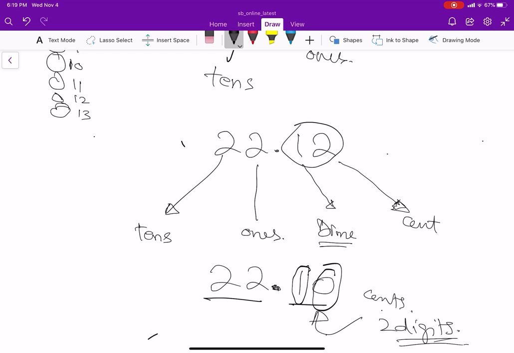So when you say 22.5, how many cents do we have? $22 and 0.5 is how many cents? Half a dollar. Half a dollar is 50 cents. So what we're going to do is always use 2 digits, and that's how we say it's 50 cents. If we have 5.12, how many cents do we have?